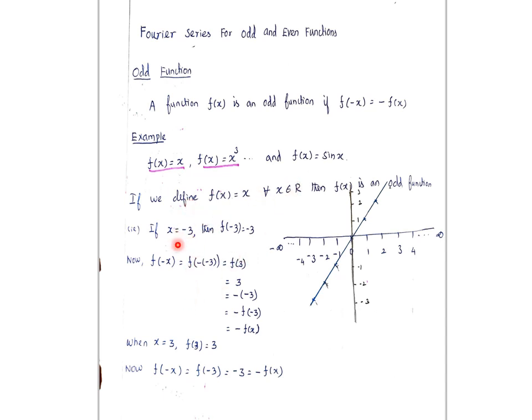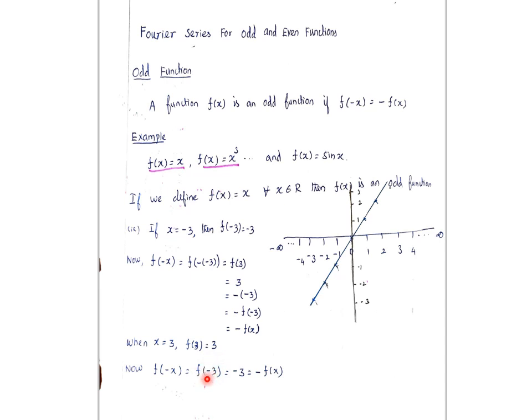Similarly, if we take x as a positive value, in particular x equal to 3, then the definition of the given function is f of x equals x. By using this definition, for x equal to 3, f of 3 will be equal to 3. Now we have to show that f of minus x equals minus f of x. Now what is f of minus x? When x equals 3, minus x equals minus 3, so f of minus 3.